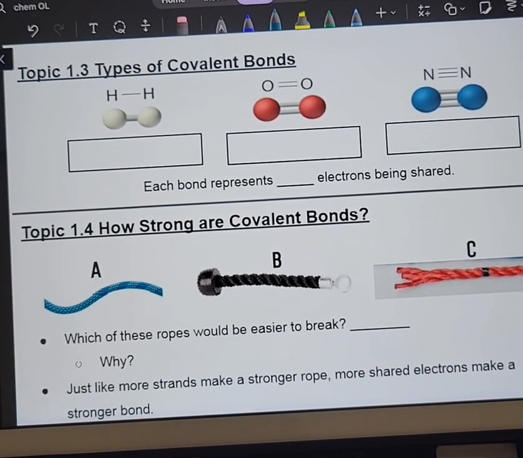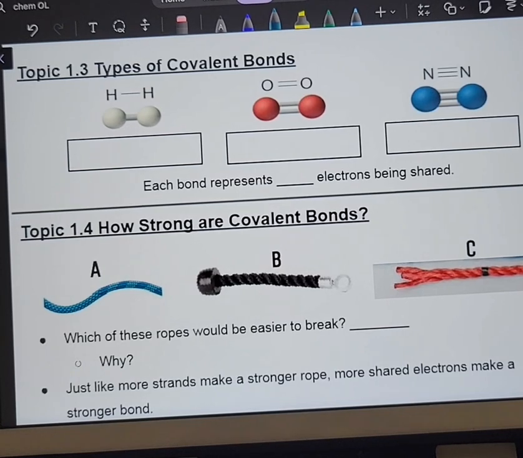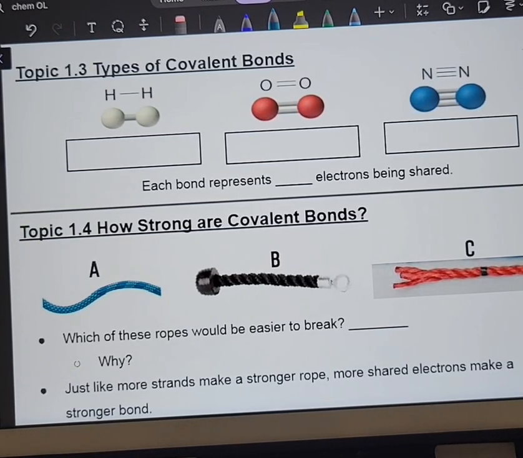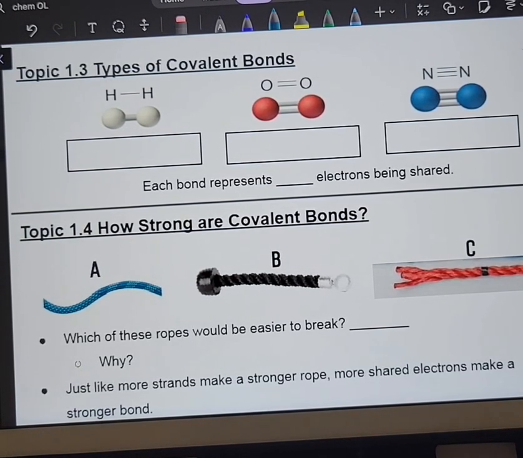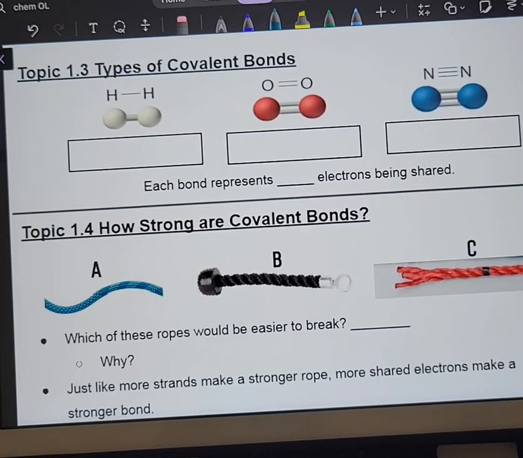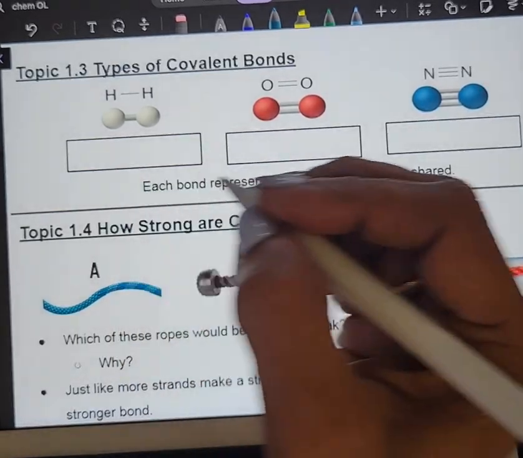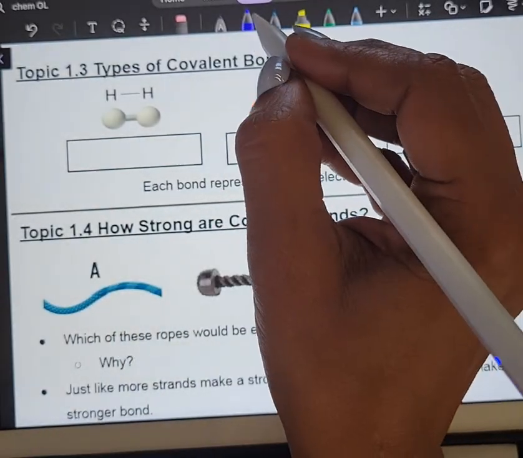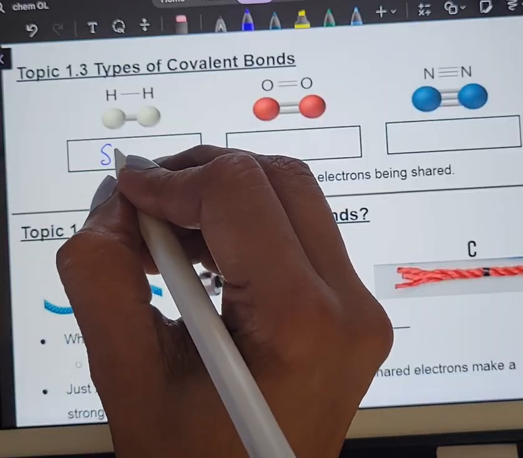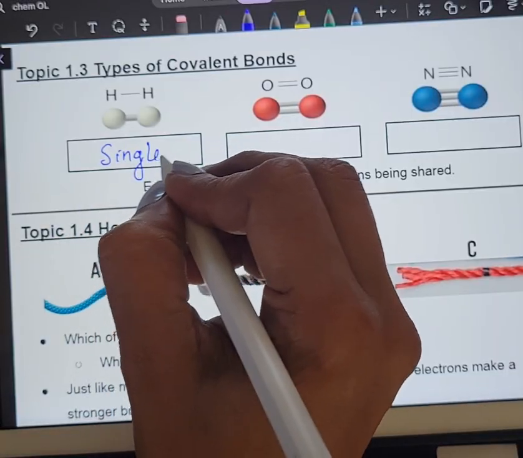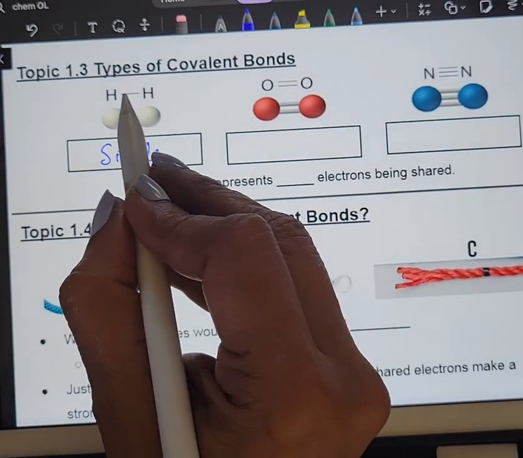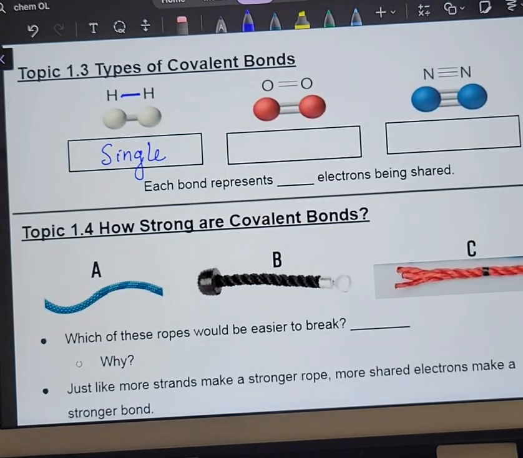We said a covalent bond is formed by sharing electrons. They may share one electron pair, or two electron pairs, or three. There are three types of bond. If they are sharing one pair, that is called a single bond. We will draw one line to show that.